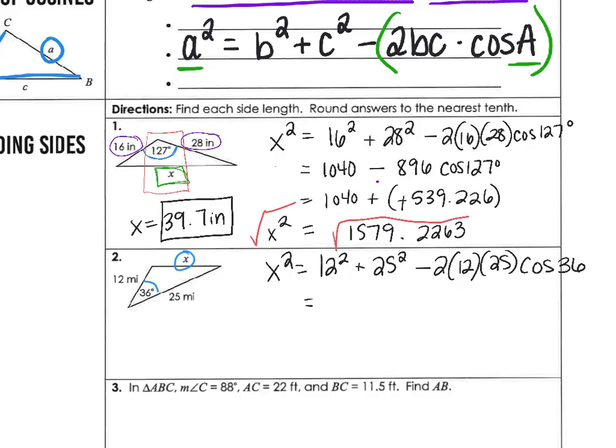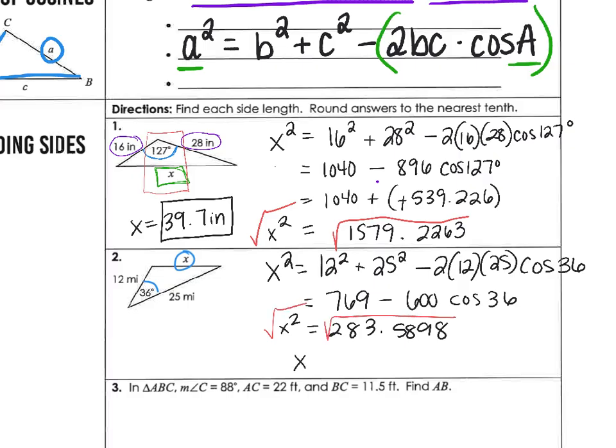So then when we do our math, we end up with 769 minus 600 cosine of 36. When we do the subtraction, we get x squared equals 283.5898, whatever. Last step is to square root. X equals 24.5. Oops, sorry, that's the wrong one. It's not 24.5. It's 16.8.